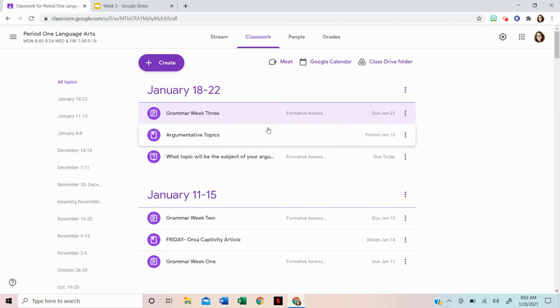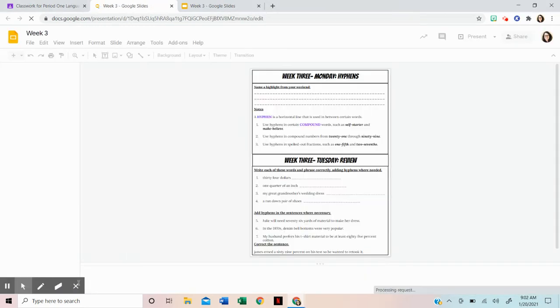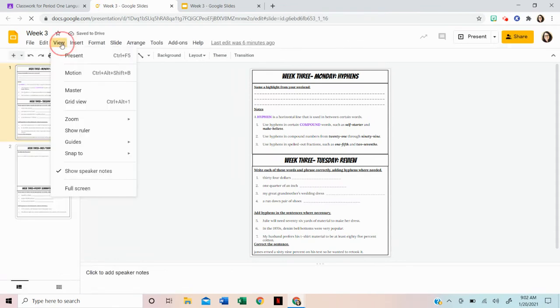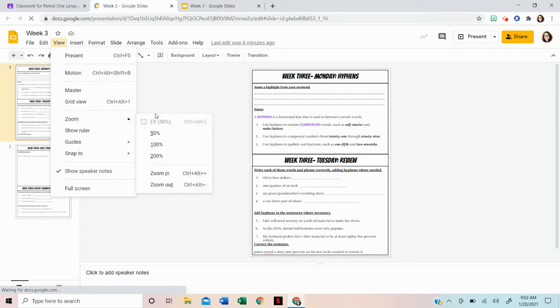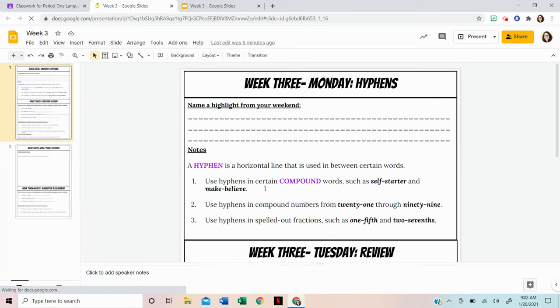So the first thing today is Grammar Week 3. So I'm going to go ahead and open that up. I'm in Period 1's classroom, but obviously this is going to look the same for periods 3 and 7. So go ahead and open up slides in your Notability. We have a new week with a new topic. So this week we are working on hyphens.